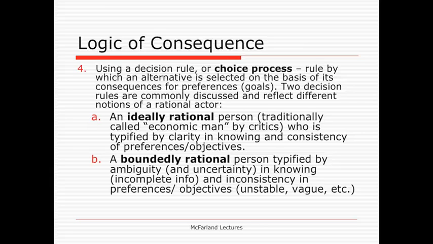The first is really an ideally rational person, traditionally called economic man by its critics. This individual is typified by clarity and knowing and consistency of preferences and objectives. They're an ideal form of a rational actor. The second kind of actor is a boundedly rational person and is typified by ambiguity and uncertainty, and knowing incomplete information and inconsistencies in their preferences and objectives. So here we have an individual who is more like the real person we all know and experience.